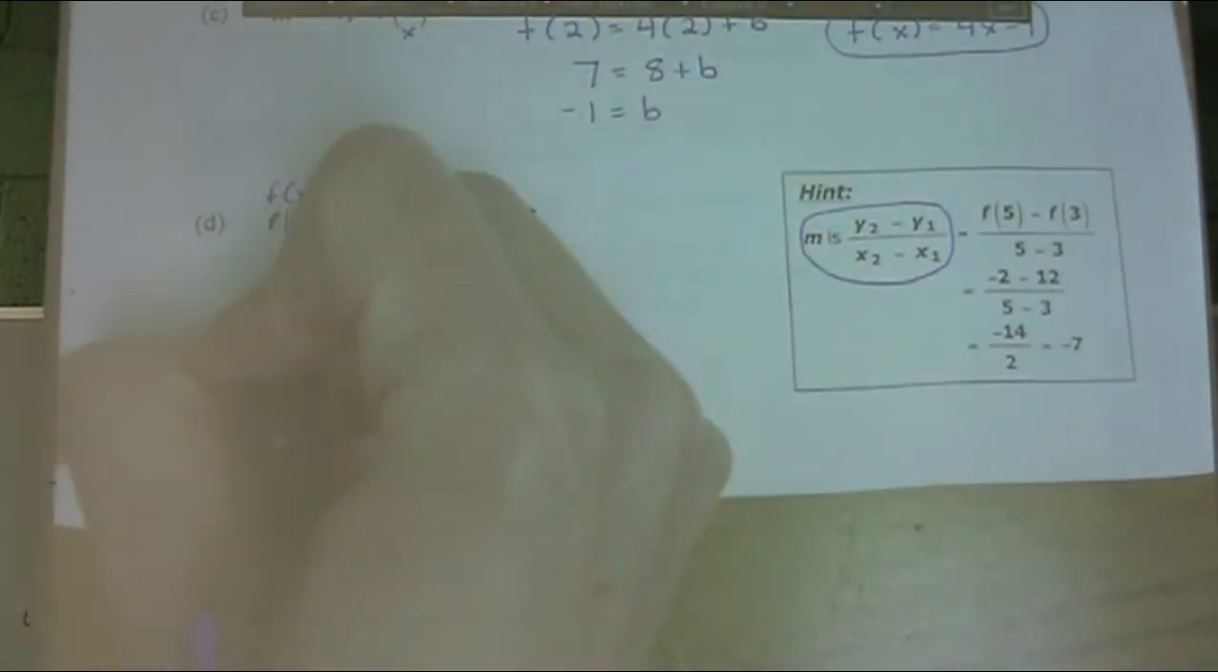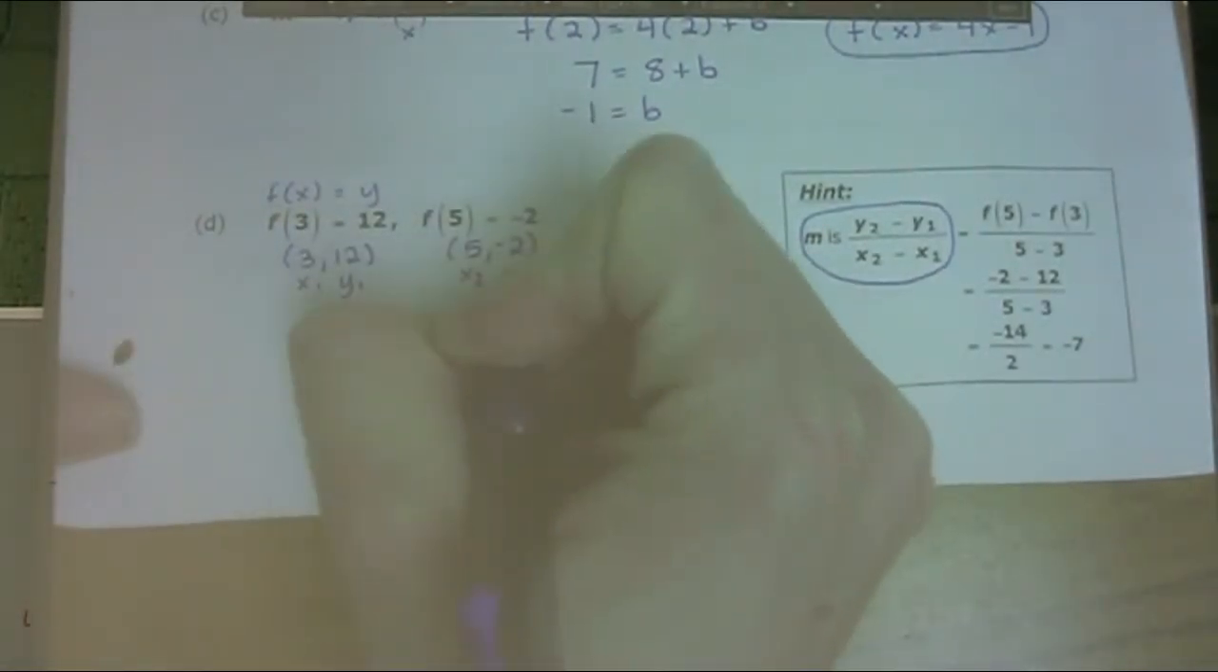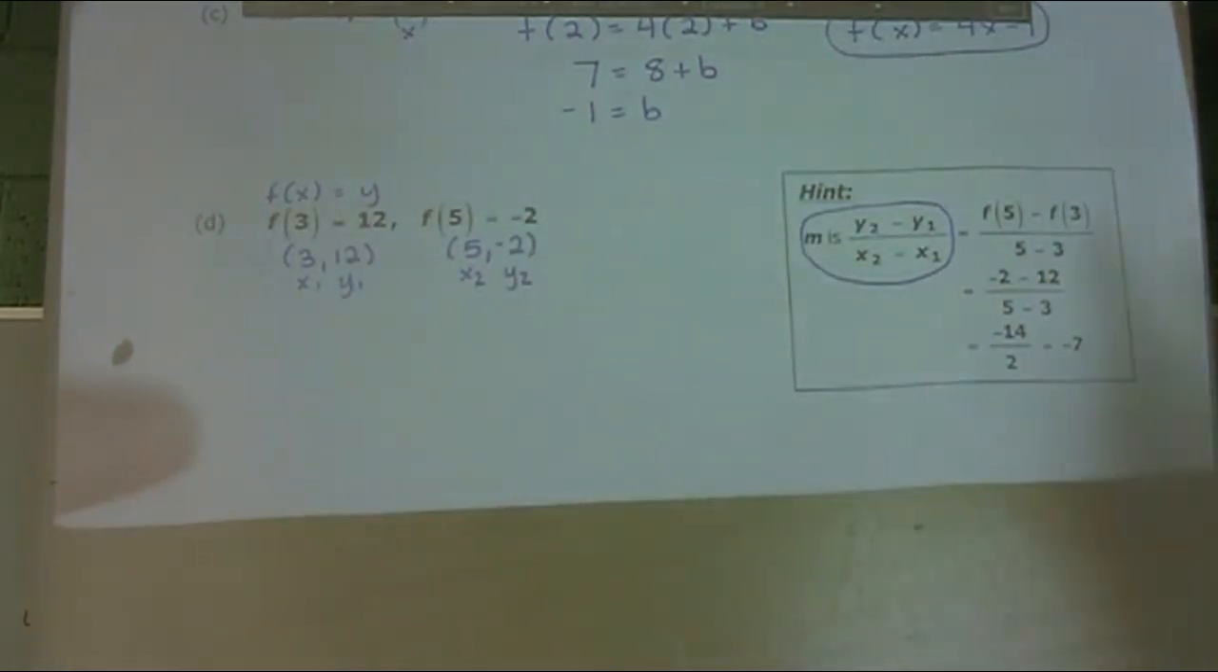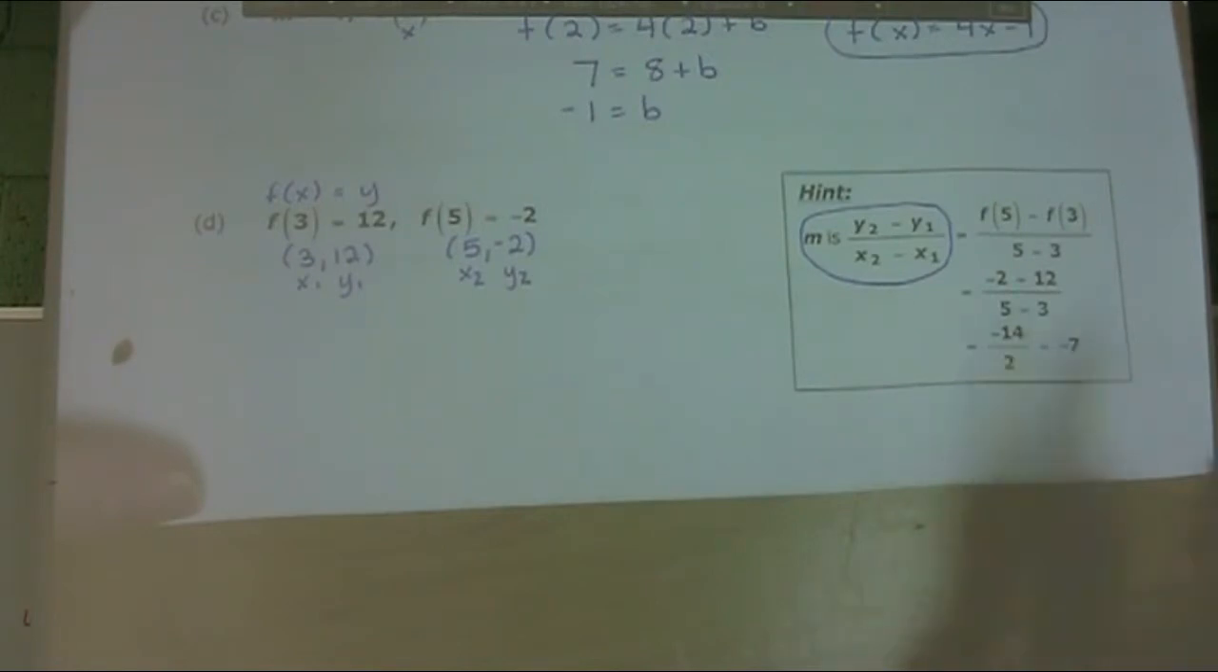So I'm going to label these x1 and y1, x2 and y2, and I'm going to plug them in. So I have negative 2 minus 12 in the numerator and 5 minus 3 in the denominator. That gives me negative 14 in the numerator over 2 in the denominator, which is negative 7. And this is my m value. All right? I still need to find b because I don't have b.